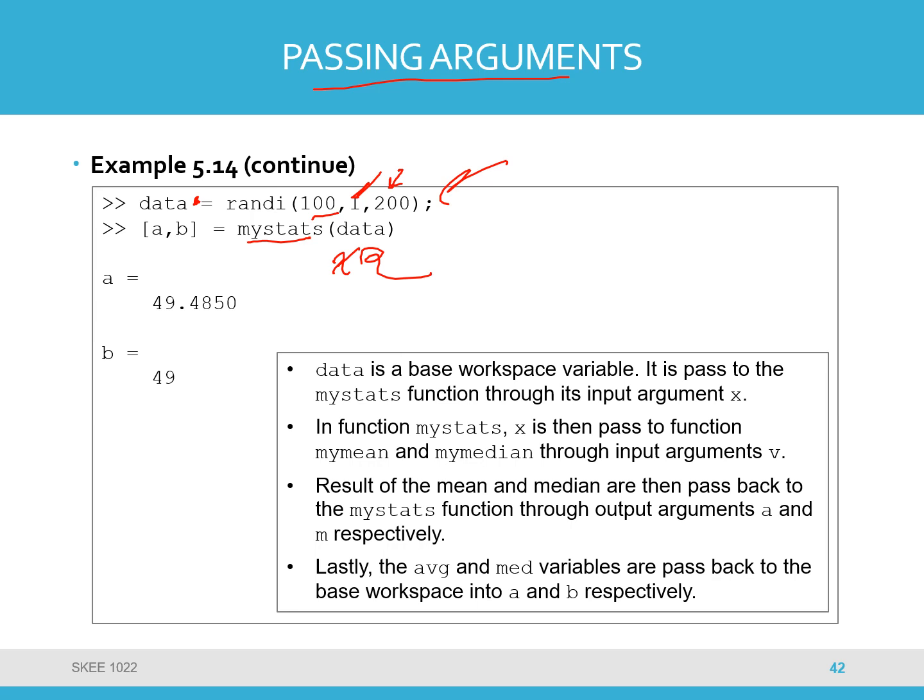Remember that a and b are originally inside the mystat function the avg and med. But for the main function here, in this case the command window, it uses a and b, so it will follow a and b. That is what is meant by passing argument. As long as the location is correct, it will follow the new location. It will follow the new variable.